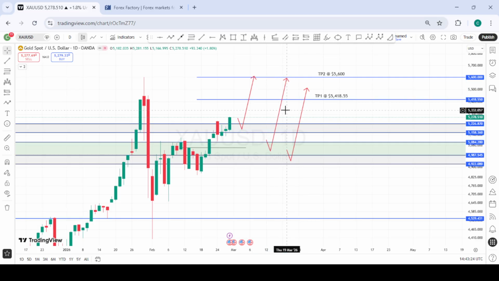the previous all-time high. Should price miraculously find its way back into any of these two zones to below here, we will still be interested in looking for buying opportunities to the upside. So we are extremely bullish for gold for the coming week.